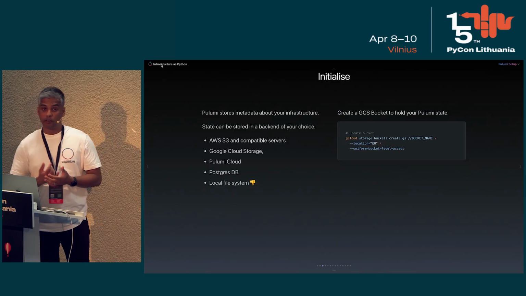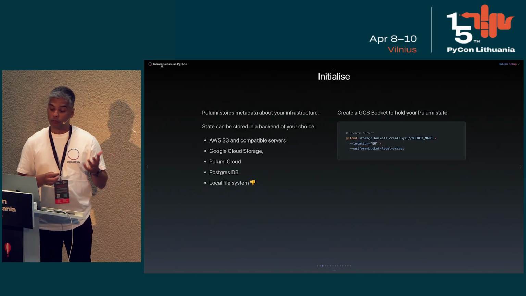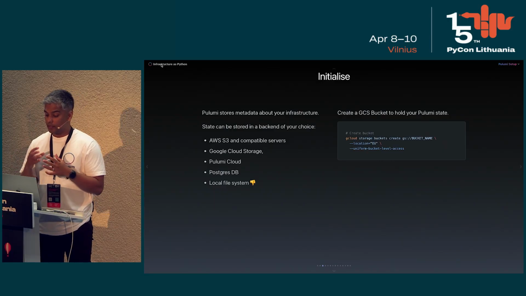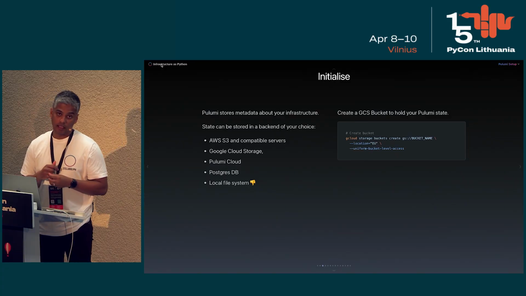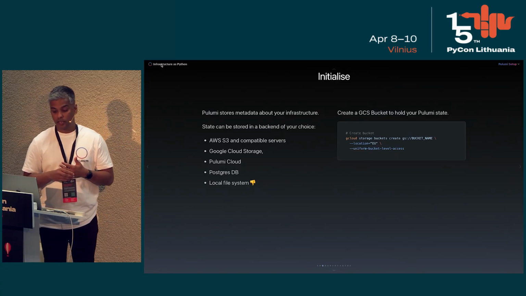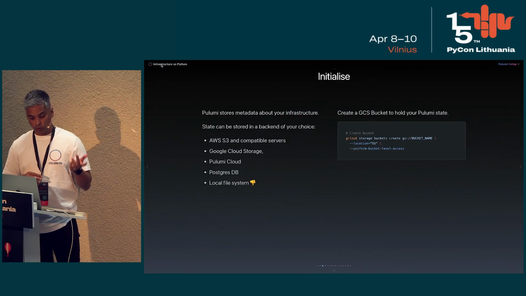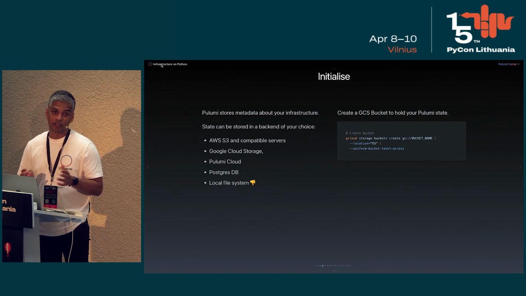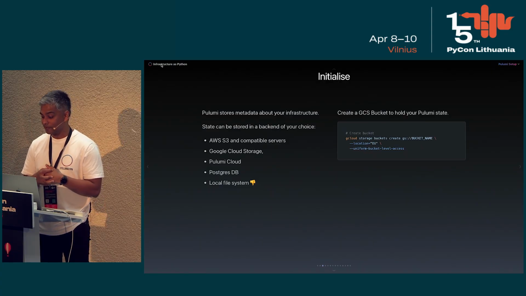To initialize a Pulumi project, like with Terraform, you need something to store the state. That state can be stored in a number of backends. So anything that's S3 API compatible will work. Google Cloud Storage, Pulumi Cloud already mentioned, but you can also use PostgreSQL and a local file system. And here I'm going to say don't use a local file system even if you're testing things out, because at some point you'll always want to migrate to the cloud.